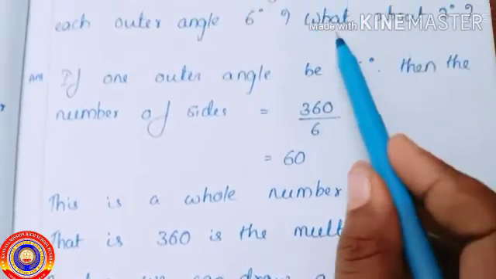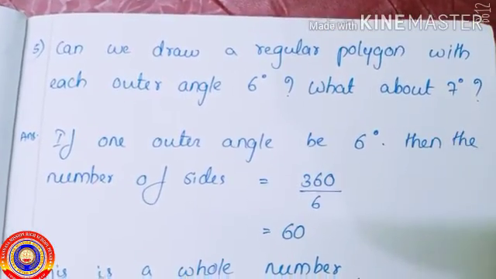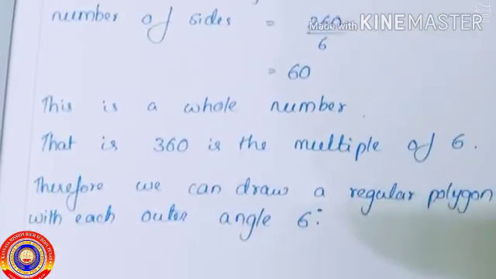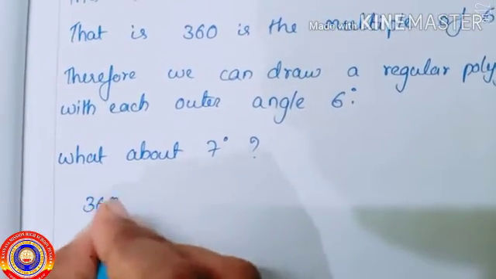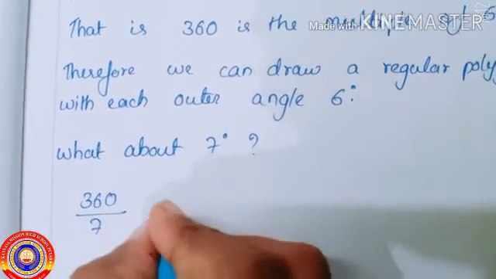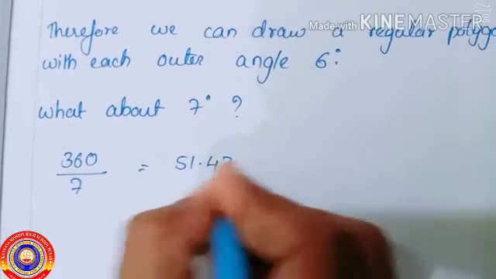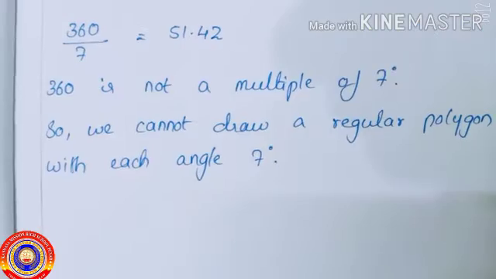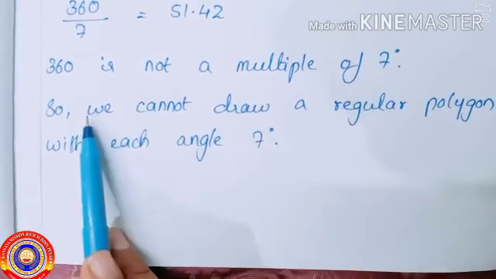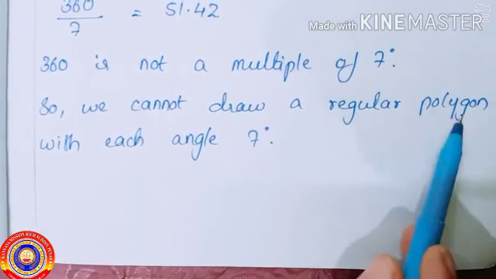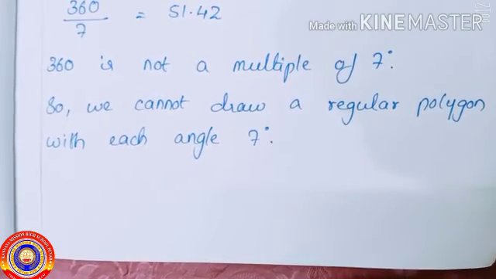Then what about 7 degree? Can we draw a regular polygon with each outer angle 7 degree? Let's find out. Divide 360 by 7. 360 by 7 is equal to 51.42. That is, 360 is not a multiple of 7. So, we cannot draw a regular polygon with each outer angle 7 degree.